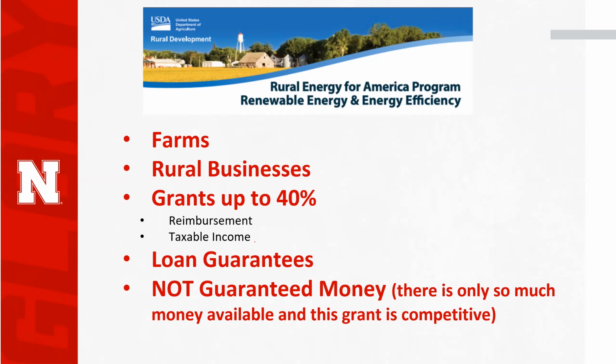This is taxable income. Just want to make you aware of that when you get that grant, it is taxable. And so you don't get truly 40% because you have that extra reduction in taxes. They also have loan guarantees. And again, remember, this is a competitive grant, not a guaranteed money. But if you do a good grant application, because they funded it at a higher level, there should be some people that are able to get this.